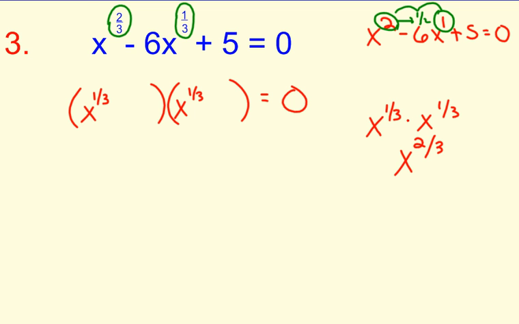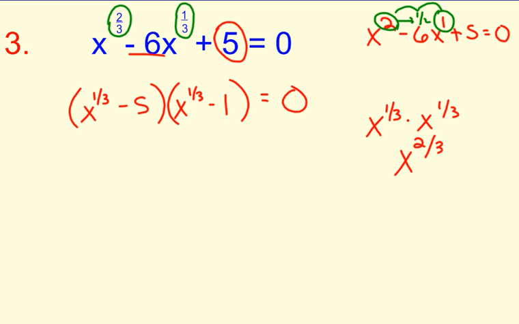Then after I get that first part, it's pretty easy. I am still looking for factors of 5 that when added together make negative 6. So hopefully you realize that would be minus 5 and minus 1. And from here, I still set my factors equal to 0 and I solve.